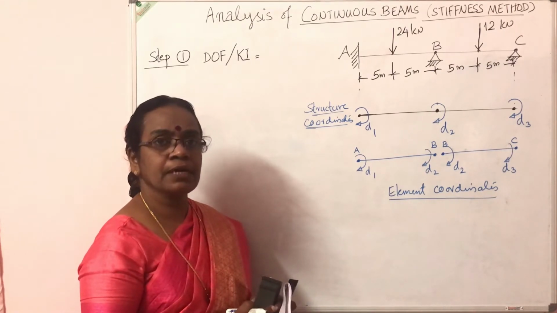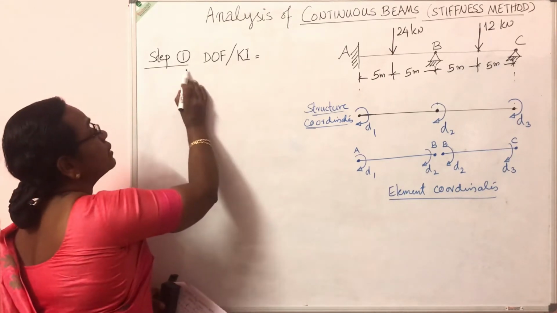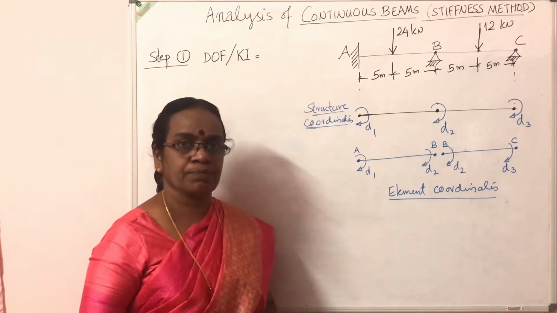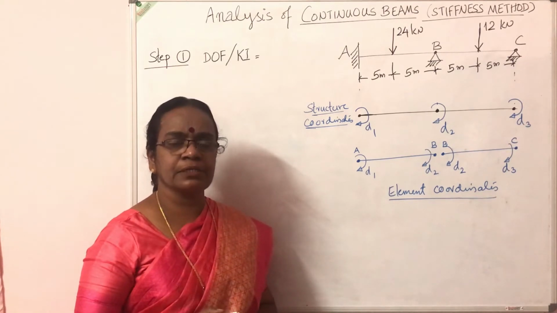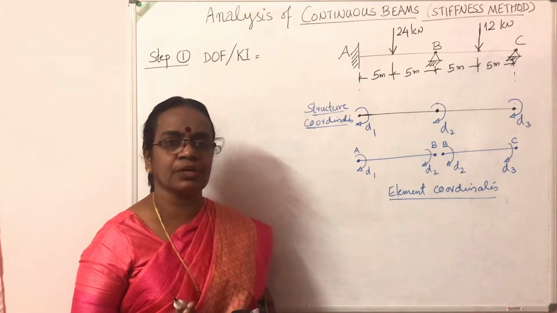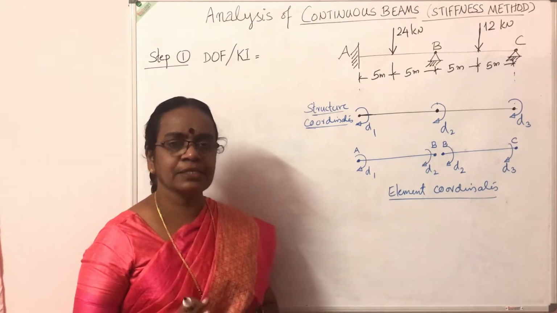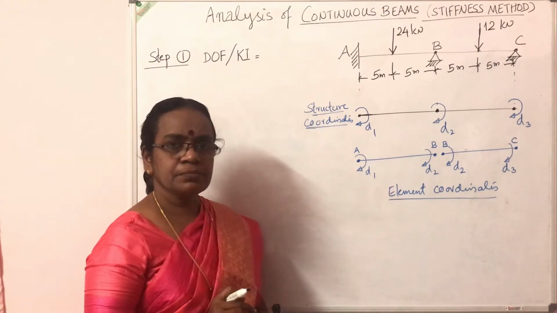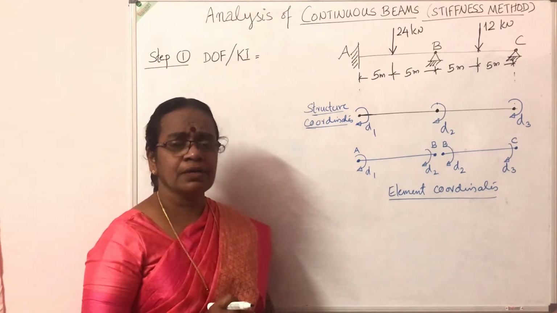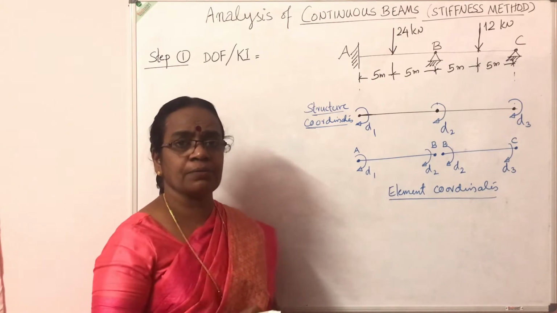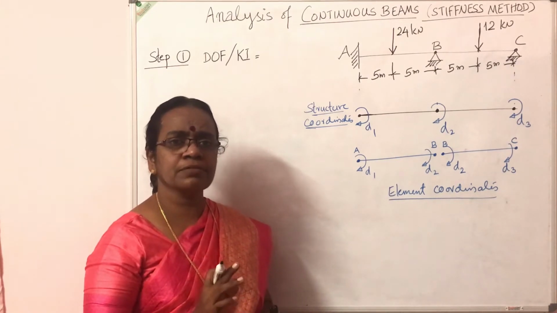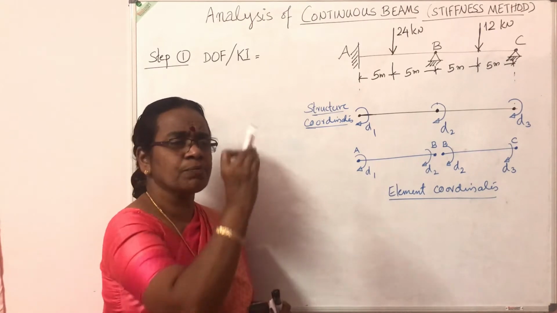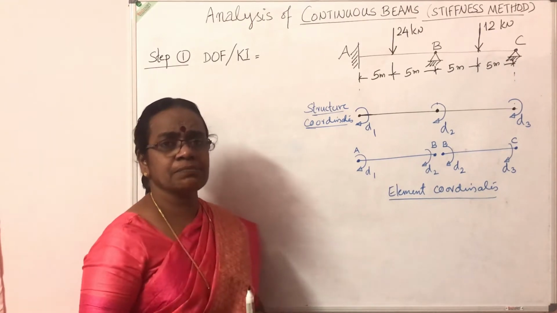The first step in the analysis by stiffness method is to identify the degree of freedom or kinematic indeterminacy of the structure. Degree of freedom or kinematic indeterminacy is the number of independent rotations or translations that exist in a structure. Here, being a continuous beam, we can make the analysis simple by considering the rotational degrees of freedom alone, because in most of the cases, there may not be any settlement of supports. If there is settlement of supports, there will be vertical displacement.